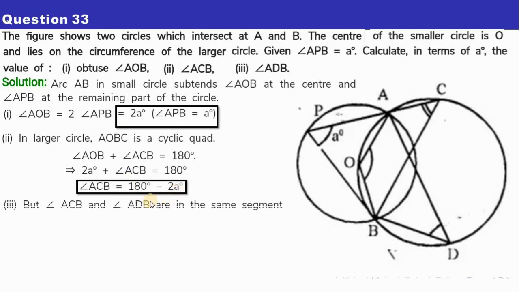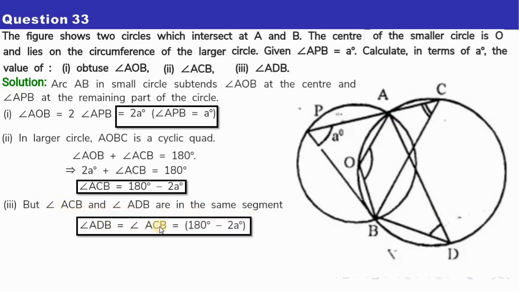All right, so let us go to the last part. So this is also found. Now this is the last part. If I join this line AB, then AB divides the circle into two segments. In this segment, AB is forming two angles, that is ACB and ADB. And they will always be equal because they are angles in the same segment, right? Since ACB and ADB are in the same segment, they must be equal to each other. And we know that ACB equals 180 minus 2A. So ADB will also be 180 minus 2A. All right, so pause the video to note down.